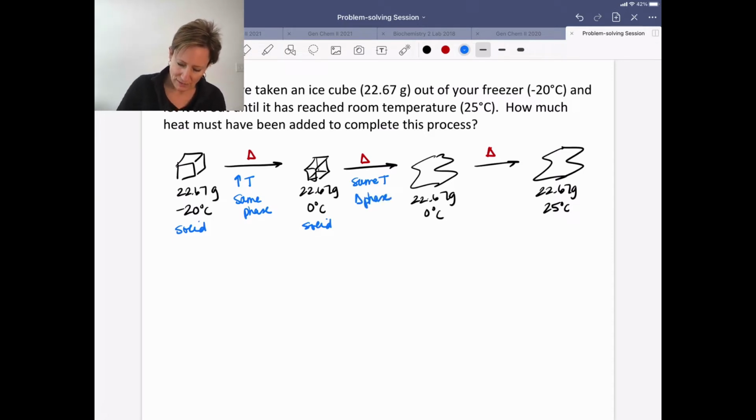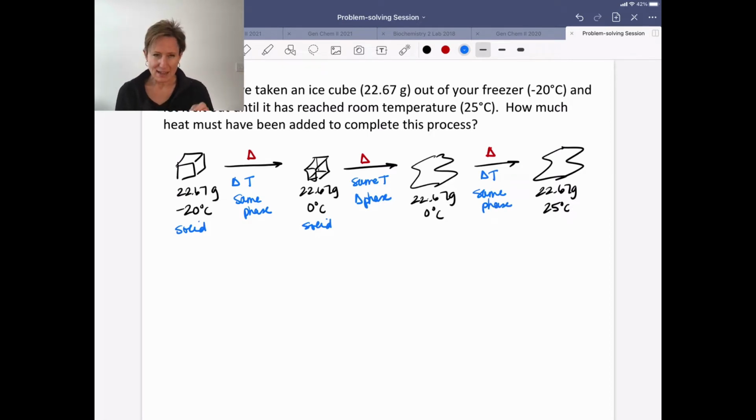Change phase. I'm actually just going to change this right here so I can keep this formalism the same. Let's use a delta. So we have delta T, we're changing the temperature, same phase, and then we're at the same temperature, change phase. And then once I have that puddle of water, I'm again changing temperature, same phase. So the big picture here is I'm never doing 2 things at the same time. I'm either choosing to have my heat change my temperature or change my phase.